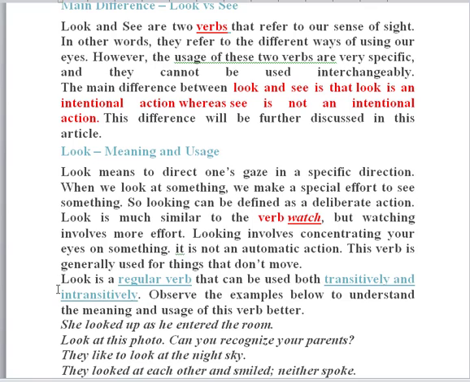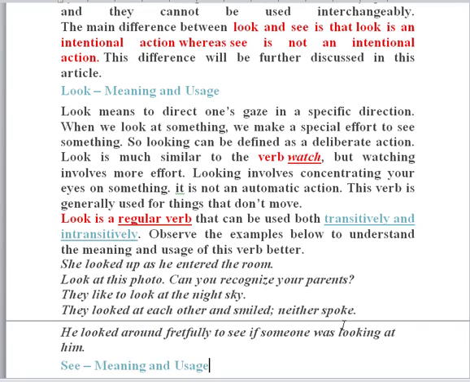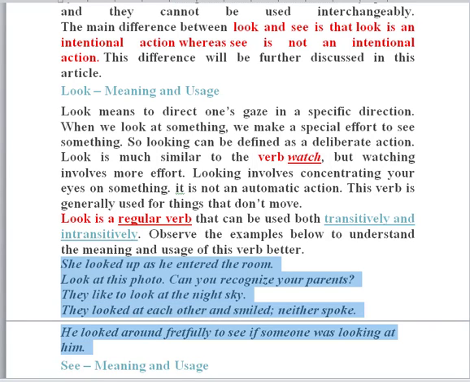Look is a regular verb that can be used both transitively and intransitively. Observe the examples below to understand the meaning and usage of this verb better. Okay, we have some examples.